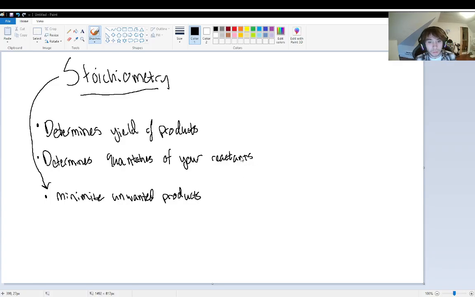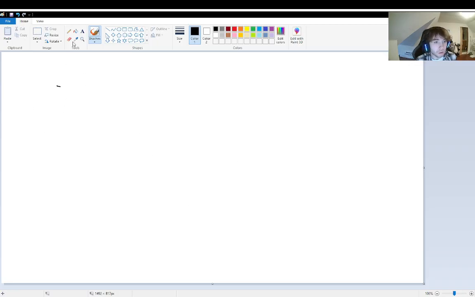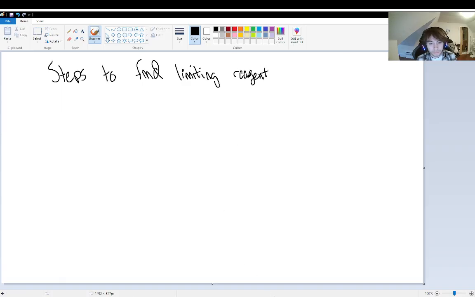I do think that stoichiometry is a quite difficult topic to learn. So I think the first thing we'll do are steps to find the limiting reagent. Okay. So the first thing you're going to want to do is write out a balanced equation.